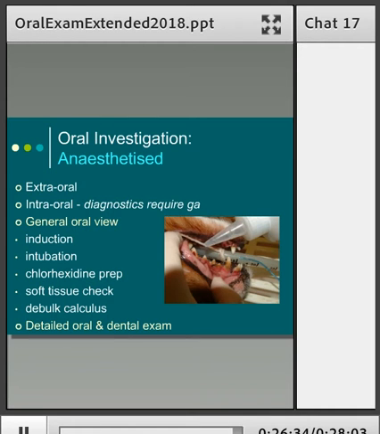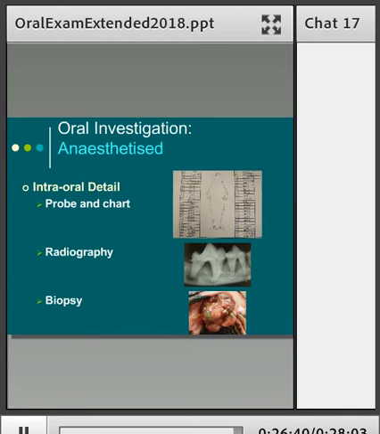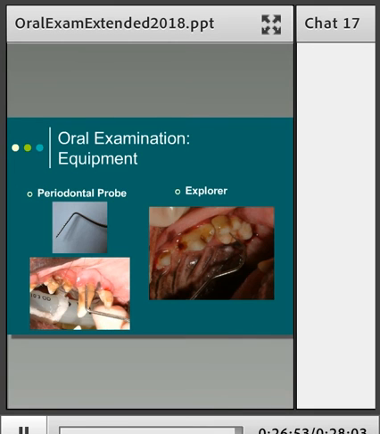That then allows us to do our detailed examination, which of course is going to be our probing and charting. And once we've got our probe and chart, we then think about our radiography, and once we've got that, we also think about biopsies as well. So there's a number of different things, but the first thing, of course, to think about is probe and chart.